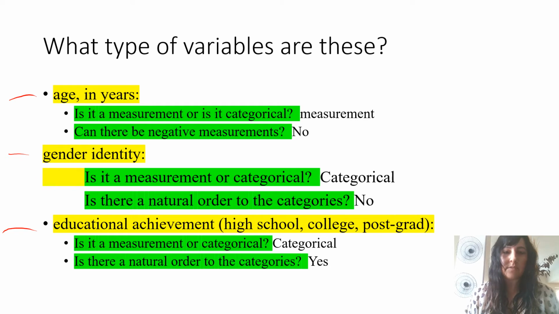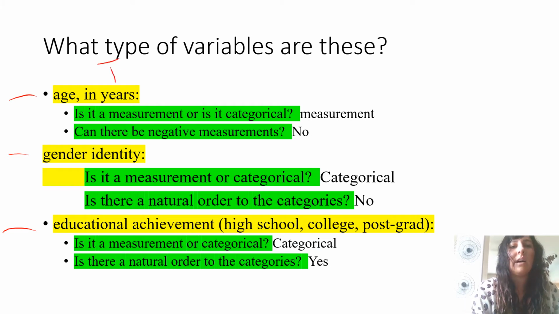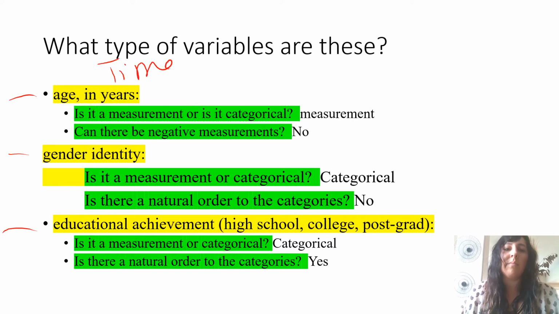All right, so if we're looking at age in years, that would be time, right? That's a measurement. So that's time related. Age in years: is it a measurement or is that categorical? The answer would be that it is a measurement. Age is a measurement.